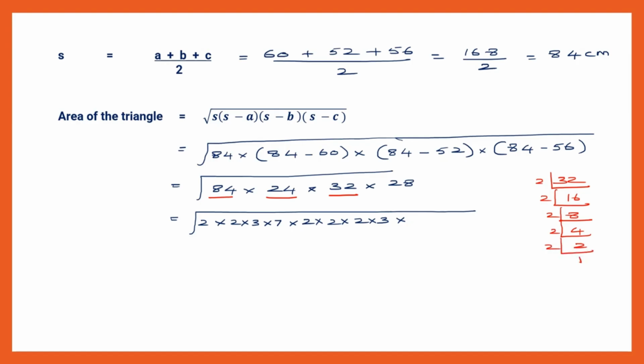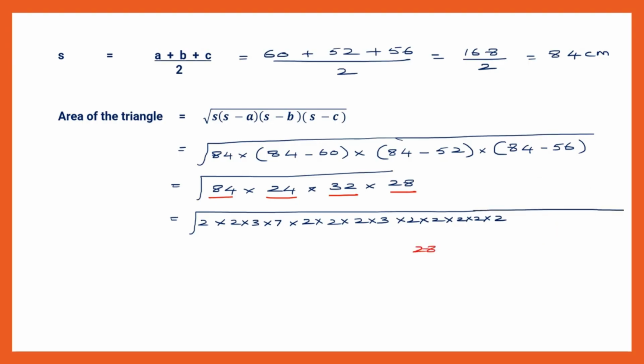So there are 5 twos here. Let's write it down: 1, 2, 3, 4 and 5. So now we have to find the prime factors of 28. So let's find the prime factors of 28. That will be 2 ones are 2, 2 fours are 8, 2 sevens are 14 and 7 ones are 7. So let's write that down. So that will be into 2 into 2 into 7.